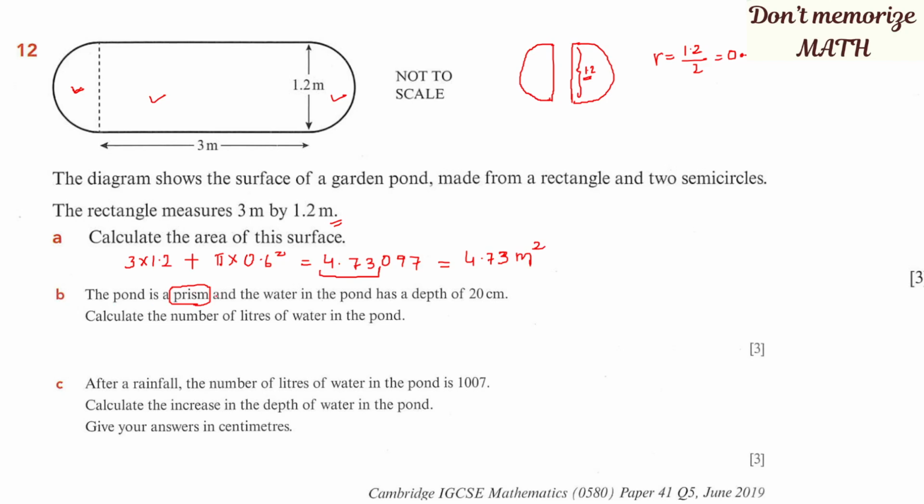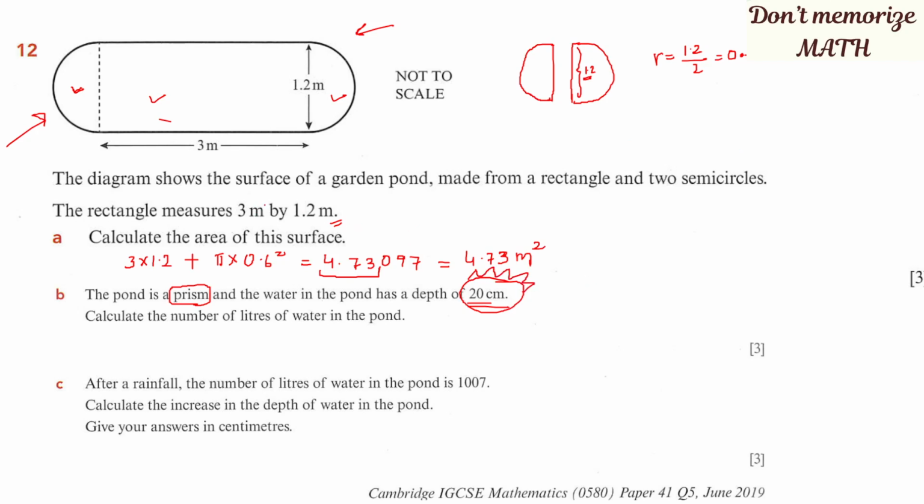The pond is a prism and the water in the pond has depth 20 centimeter. So calculate the number of liters of water in the pond. You have to keep in mind how the pond is. Pond means the top and bottom is the same shape, this shape. It is extended because it has depth or height. So it has extended the depth, you have 20 centimeter. Here be very careful. Why?